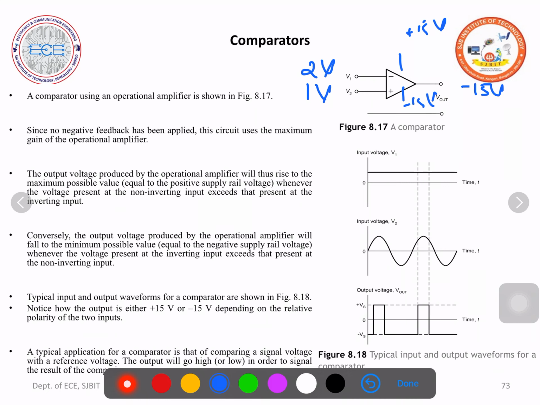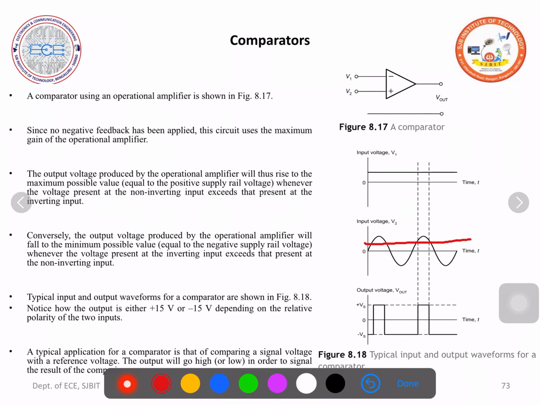Now let us apply an input voltage at V1, and a sinusoidal signal at V2. Now we want to compare these two, which is greater and which is less. Comparison means the result is always greater or lesser. So this is the input voltage applied at V1, and this is the input voltage applied at V2. For that I will write the input voltage applied at V1 here itself.